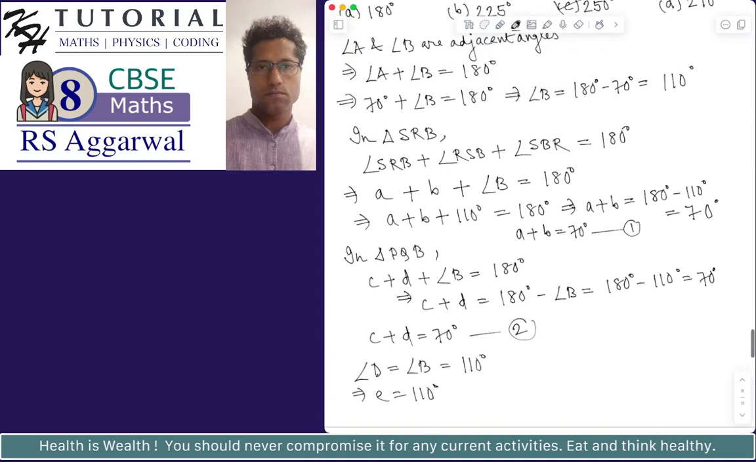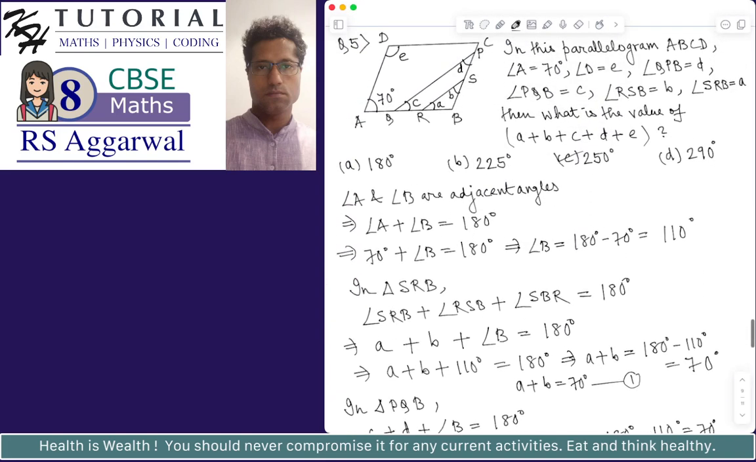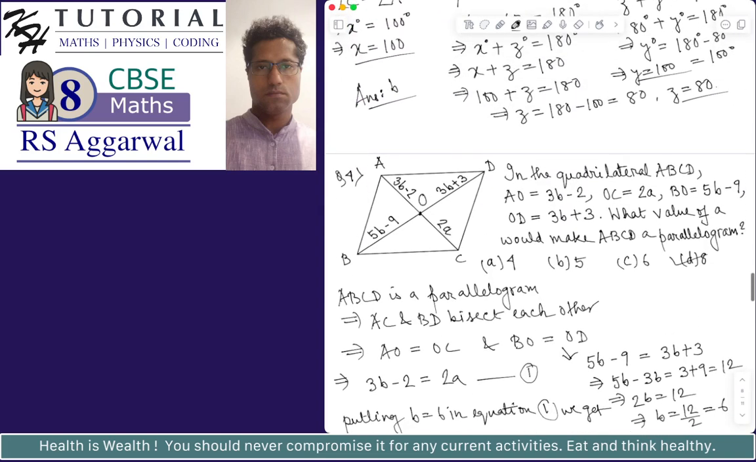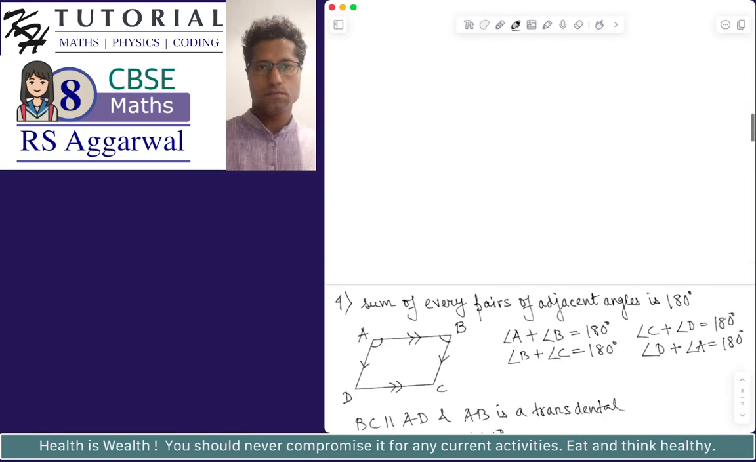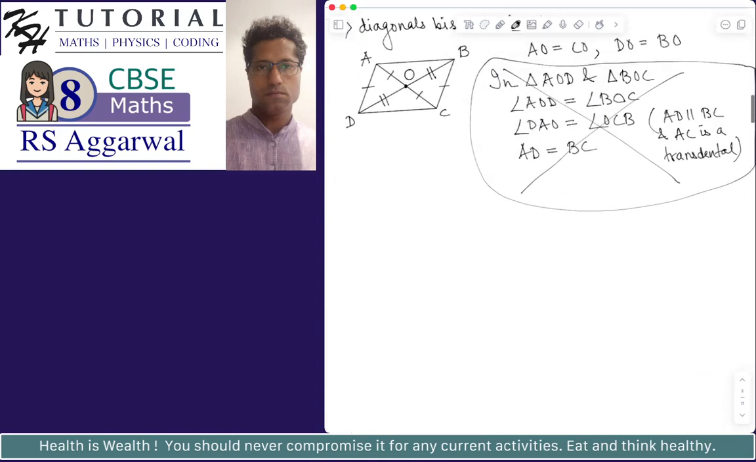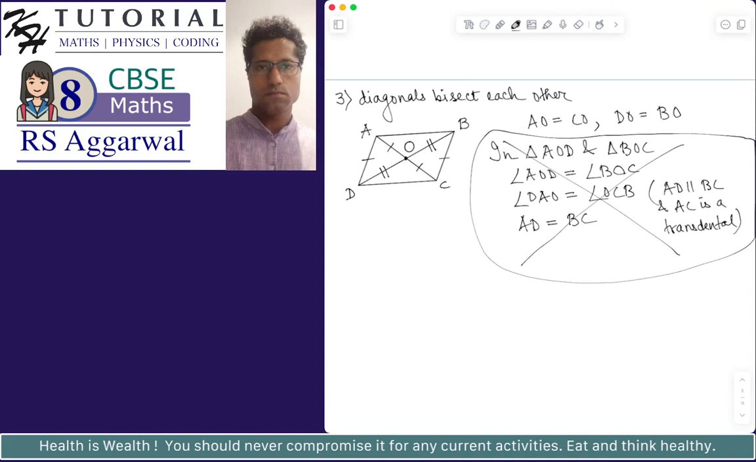So these problems were all based on the fundamental properties of parallelogram and some basic concepts of parallel lines and exterior and interior angles, and also the angle sum property of triangles. So now let me see if I can do the proof of property 3. I failed to do this. Diagonals bisect each other.